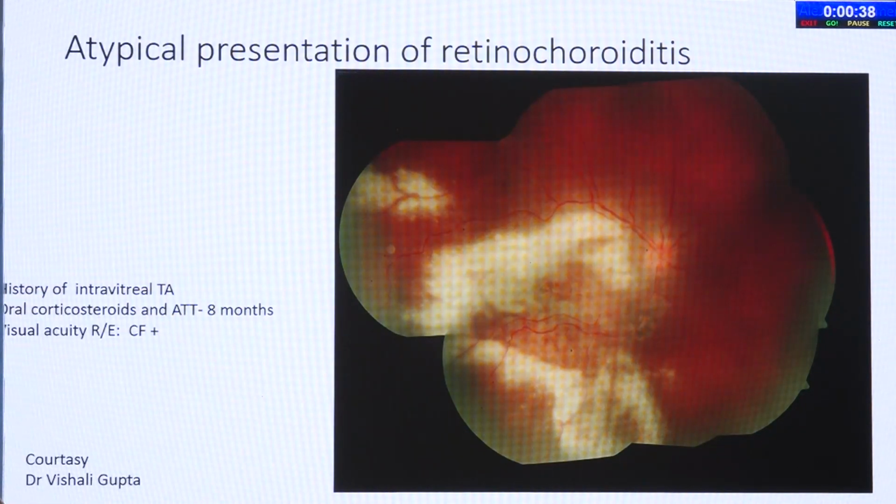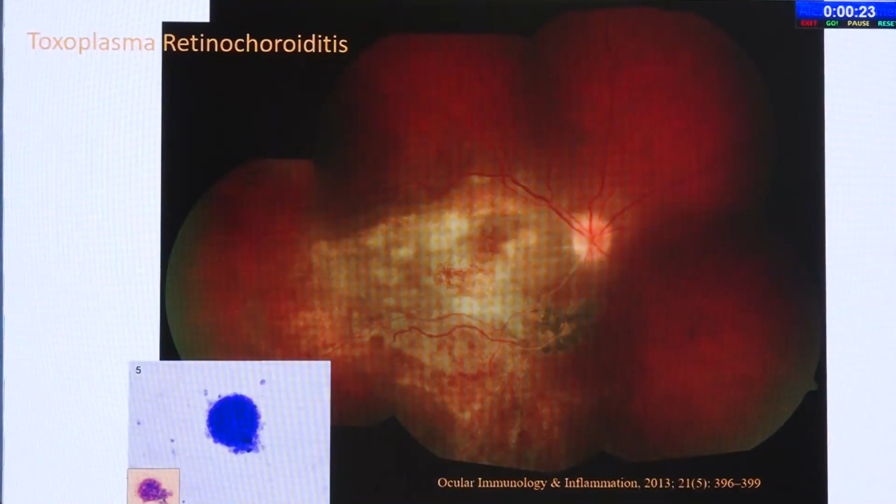This patient had an atypical presentation of a retinochoroiditis lesion. You see the extensive lesion. The patient had been treated with intravitreal triamcinolone somewhere else, and with oral corticosteroids and antitubercular therapy for 8 months, without any response. The patient was finally subjected to a diagnostic vitrectomy and it came out to be a toxoplasma lesion, treated with antitoxoplasma treatment and intravitreal clindamycin injections, which beautifully showed a regression.